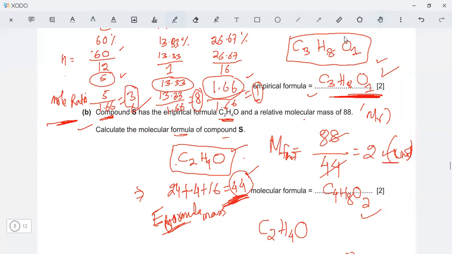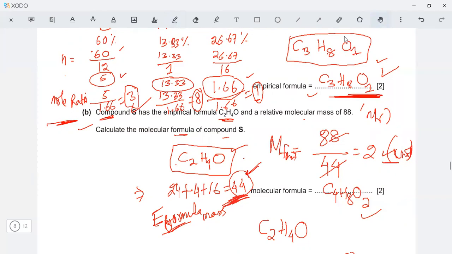How do you get 44? Here there are 2 carbon, 4 hydrogen, and 1 oxygen. So 2 carbon is equal to 24, because 1 carbon contains 12 AMU, right? 1 hydrogen is 1, so there are 4 hydrogens, which is 4. The mass of 1 oxygen is 16. So just add it, and after adding, you will get 44. This is going to be the Mr of the empirical unit.